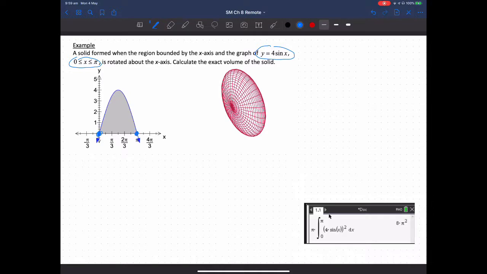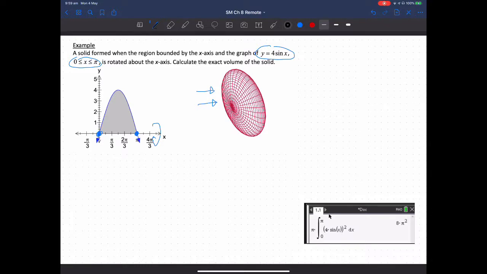So we're going to take that area that I have shaded and we're going to rotate it around the x-axis to give the three-dimensional shape that I have just indicated. We're going to work out the volume.